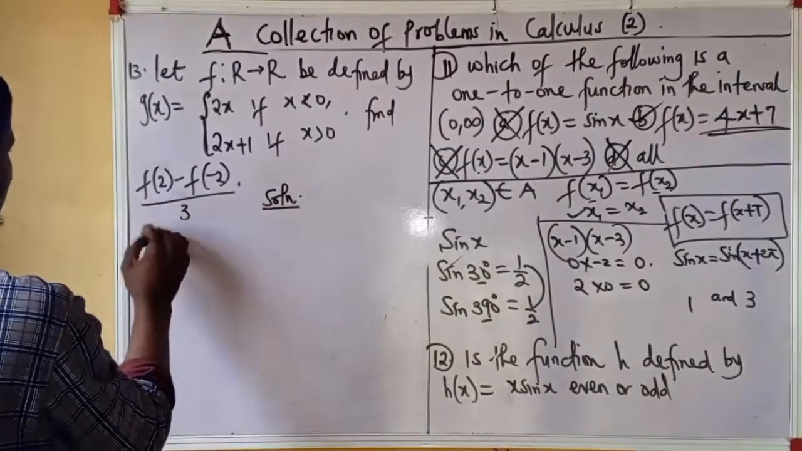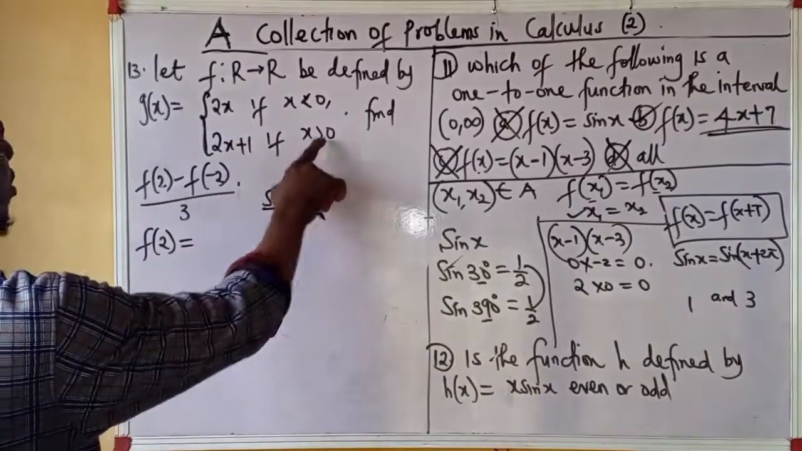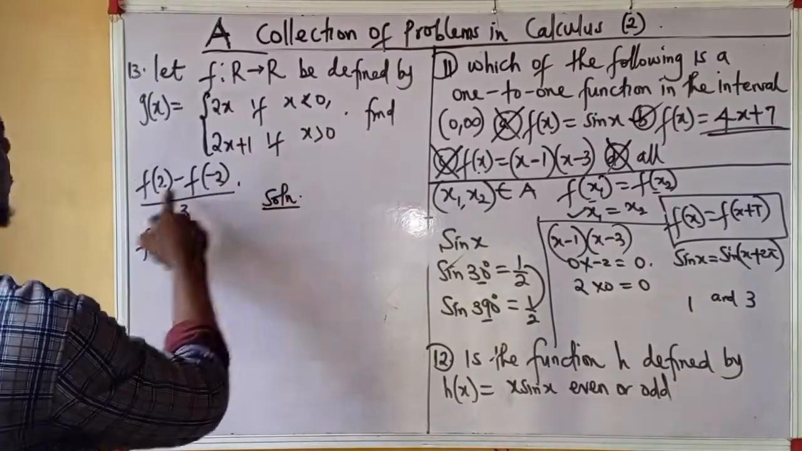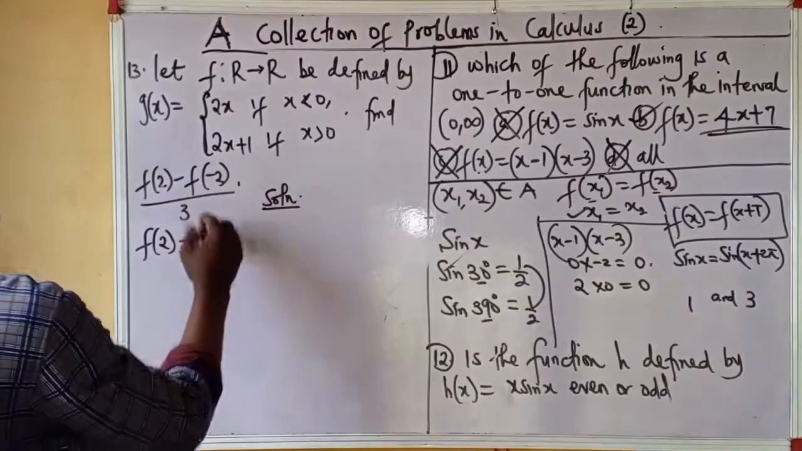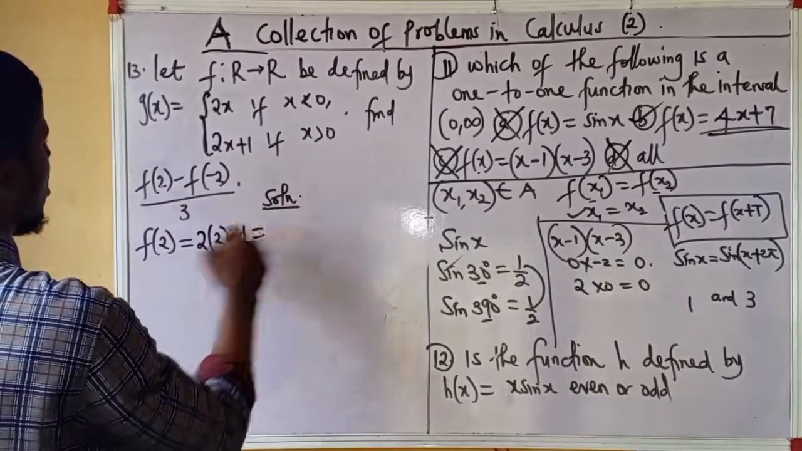What is f of 2 in the first case? F of 2 is this. 2 is a number greater than 0. So to determine f of 2, I'll use this function. So this will be 2 into 2 plus 1, and that is 5.